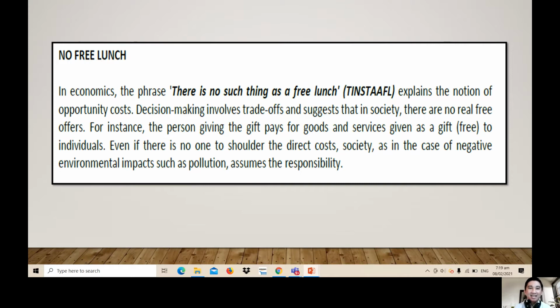For instance, the person giving the gift pays for goods and services given as a gift, free to individuals. So binigyan siya ng gift. Actually, yung gift na binigay sa kanya is not actually for free. There is someone who actually pays for it. So that's the concept of no free lunch, okay? There's no such thing as a free lunch. Even if there is no one to shoulder the direct cost, society, in the case of negative environmental impacts such as pollution, assumes the responsibility. So that's the concept of no such thing as a free lunch.